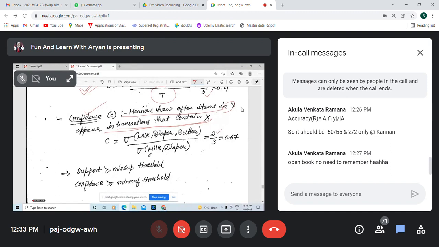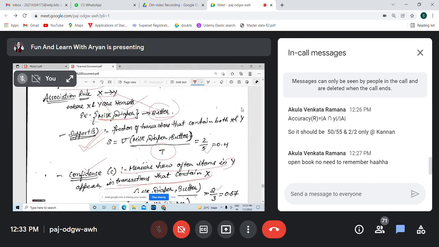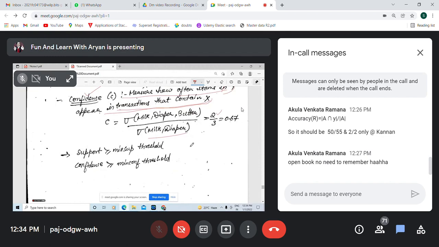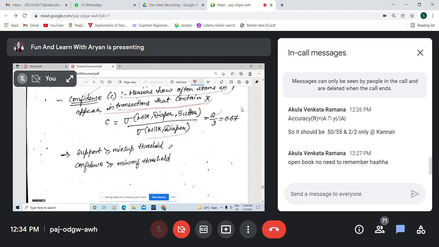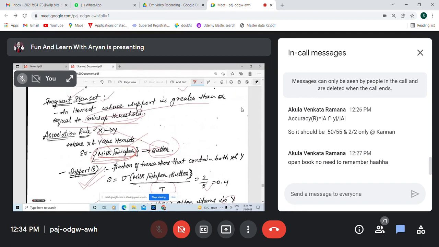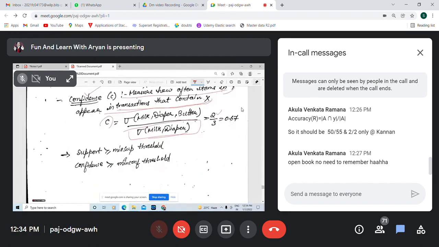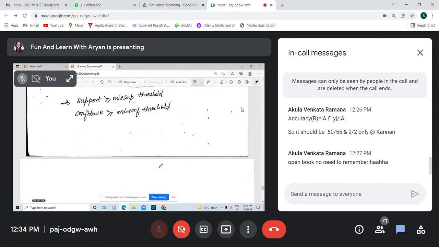milk diaper. Milk diaper means how many tuples you have where you have this item set, milk and diaper. Milk diaper 1, milk diaper 2, milk diaper 3. That means 2 by 3. So while you calculate confidence, it is not the total number of tuples. It is the tuples where you have your X, where you have an occurrence of X. This is how you calculate support and confidence.